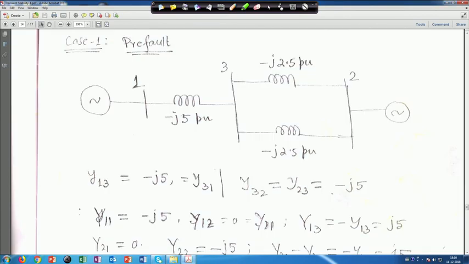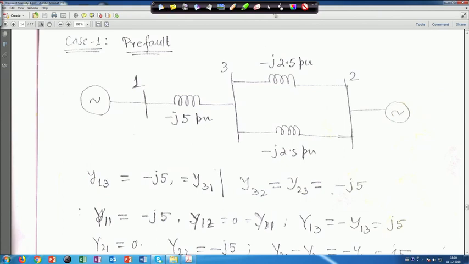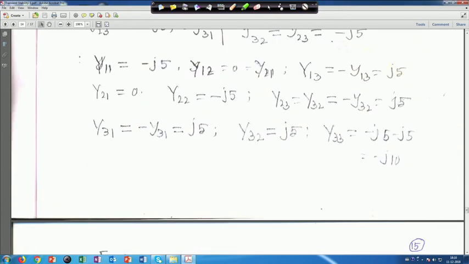So Y33 will be this one, minus j5, and another thing is that these two are in parallel. So their equivalent is minus j5. So it is equal to minus j10 per unit. That means this is your Y33.